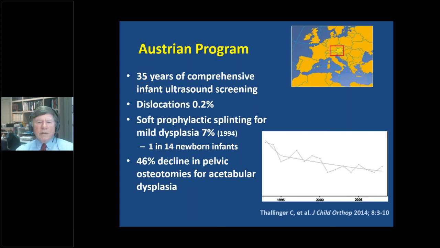What they've shown is that early infant treatment or early infant prophylaxis has led to a 46% decline in pelvic osteotomies for adult acetabular dysplasia since the time they started doing this. So it does appear that prophylactic management may help prevent that late type of arthritis, and it's certainly helped prevent late dislocations that occur because of an unstable hip that was swaddled wrong or something like that. So there may be a place for padding.